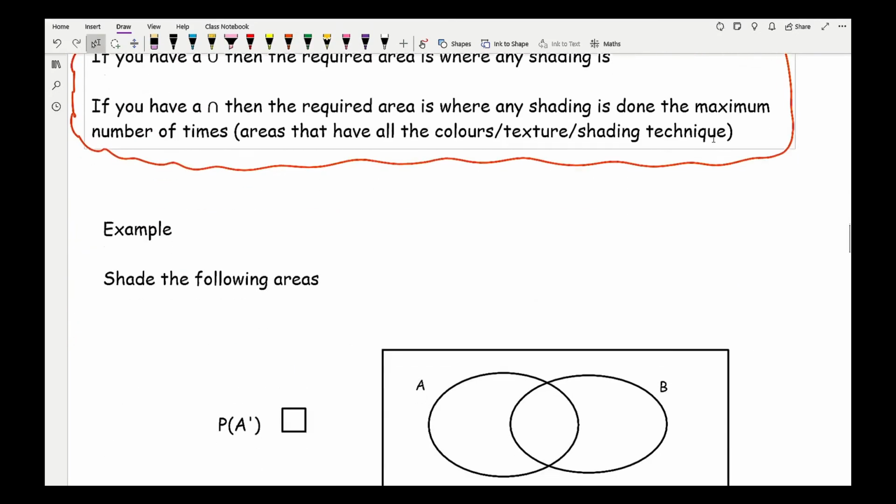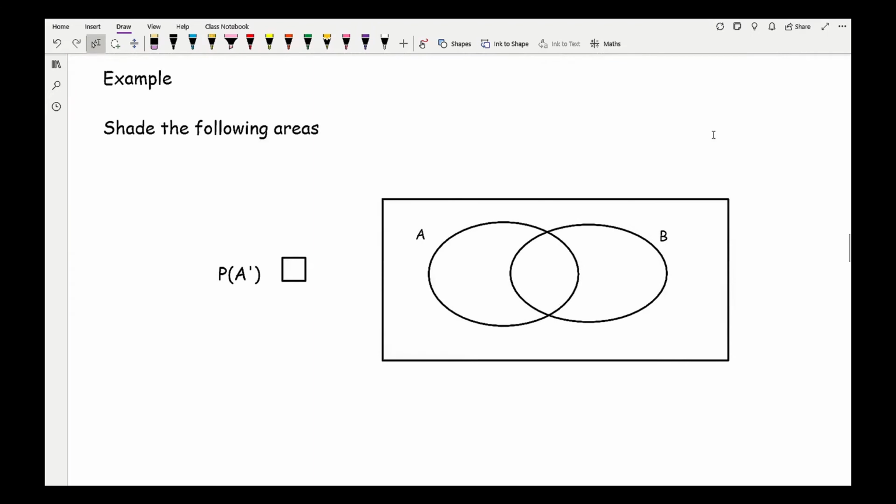So let's put into practice what we actually mean. In terms of this, I've got my probability notation, and I'm going to show you on the Venn diagram what area is represented by this. Now, if a question had numbers filled into this diagram, all you'd need to do is simply add up all the numbers that are cocooned in the shading area.